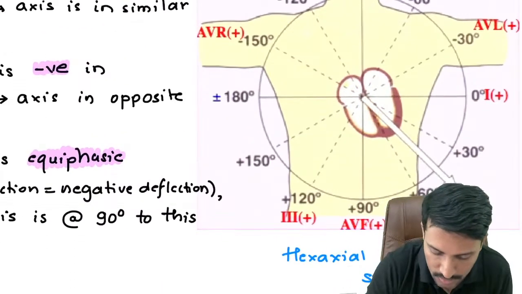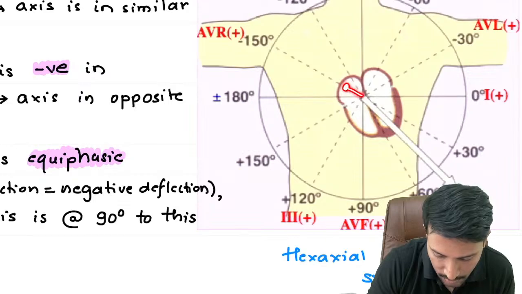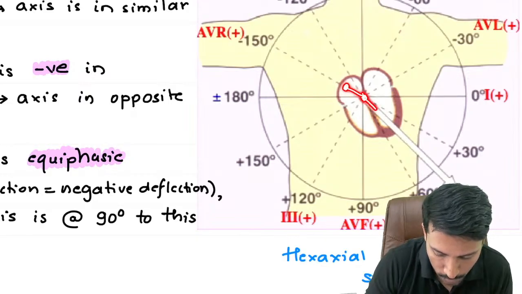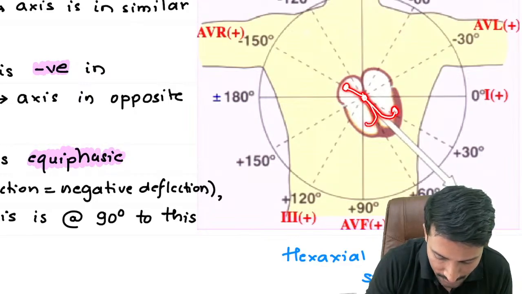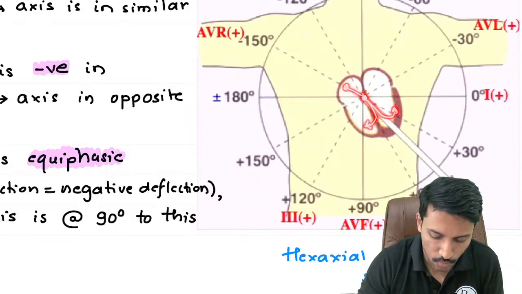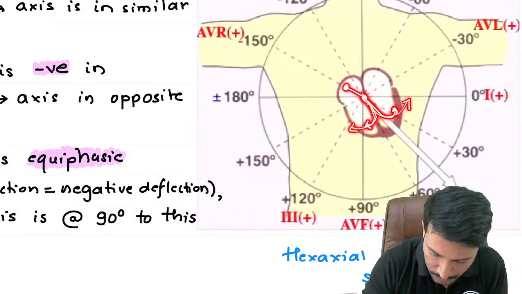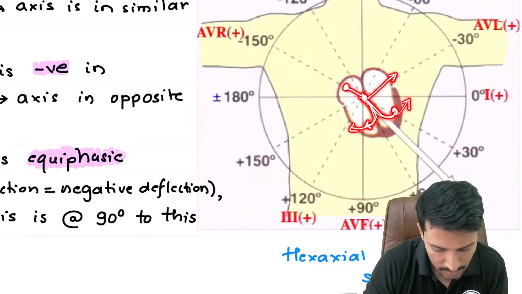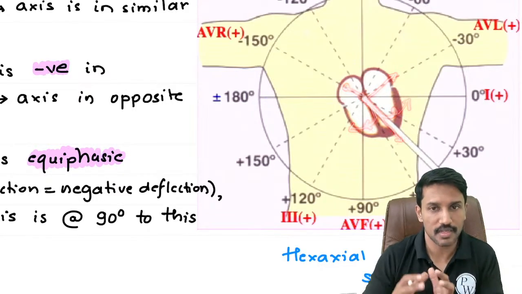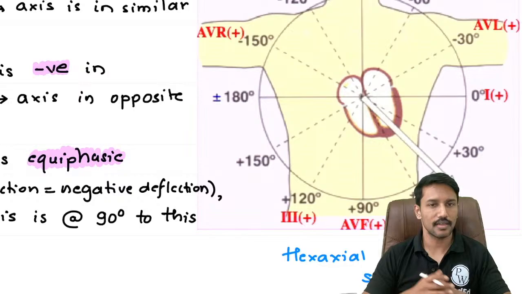Okay, I think you're not able to see it. SA node sends an electrical impulse. It moves down to AV node. From there, it is going to the left ventricle as well as right ventricle. But what is the net direction? Is it going more towards right? Is it going towards left? Is it going more towards up? What is the net vector? That is what we try to determine when we calculate the axis.